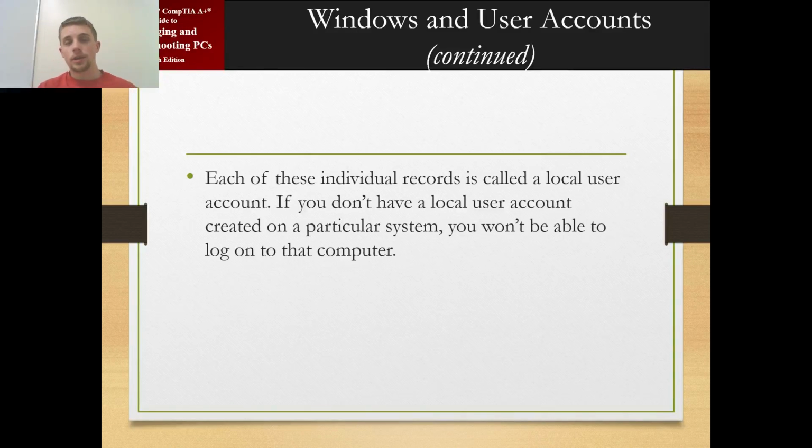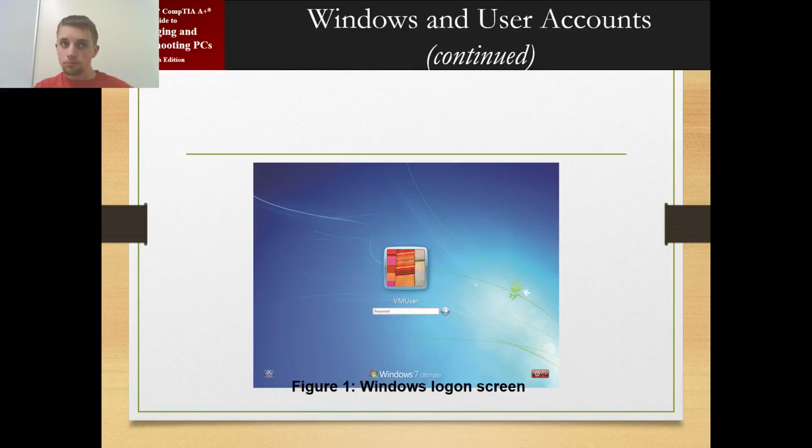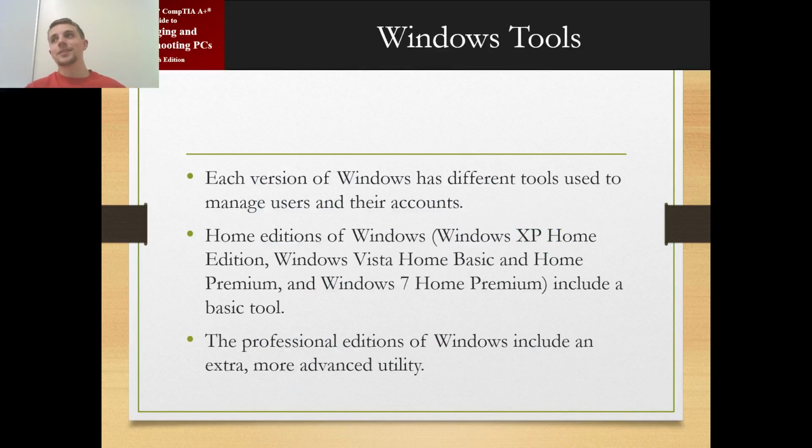Each record on the local machine is just called a local user account. Everyone knows what that looks like. There's some stuff like that that we already know, which is why this will go by quickly. Home editions use a more basic tool than what the professional, enterprise, and ultimate editions do. They include a more advanced utility inside professional and above.